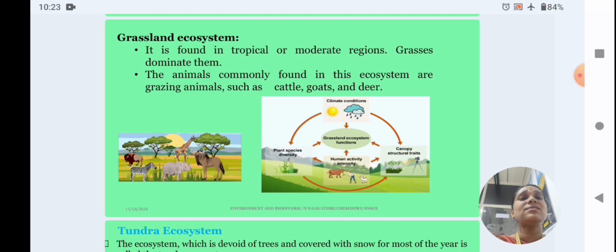The picture represents the animals in the grassland, and the second picture represents the grassland ecosystem.